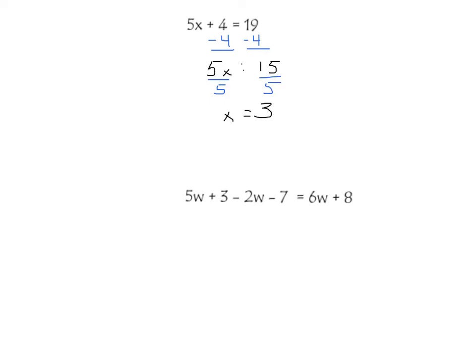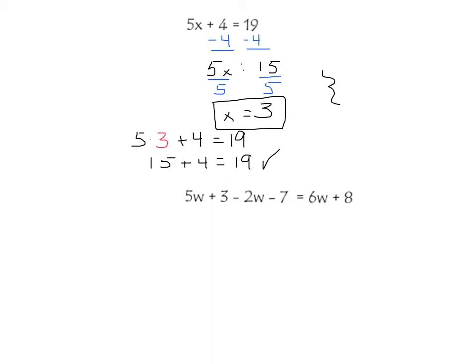And your last step is to make sure that's correct. So we're going to go back to our original equation and say 5 times 3, plugging 3 in for x, plus 4 should equal 19. 5 times 3 is 15. 15 plus 4 does equal 19, so you know that x does equal 3, and you would write it in set form like that.